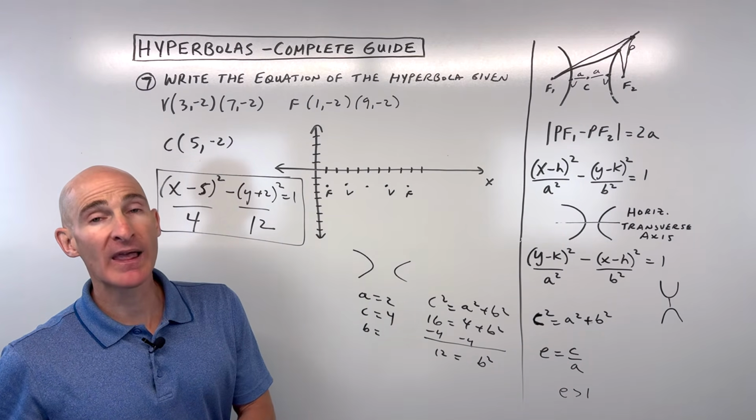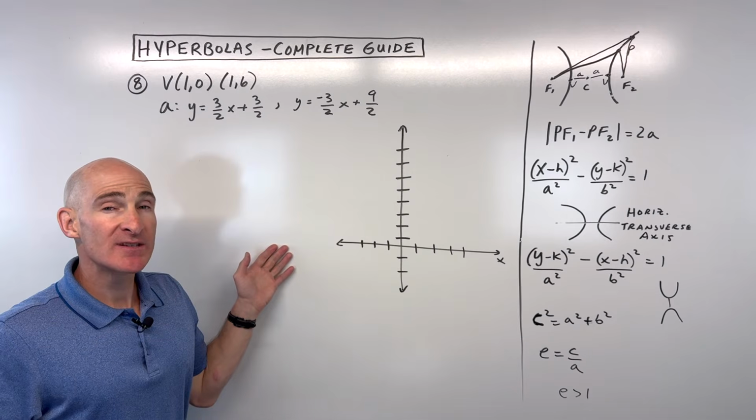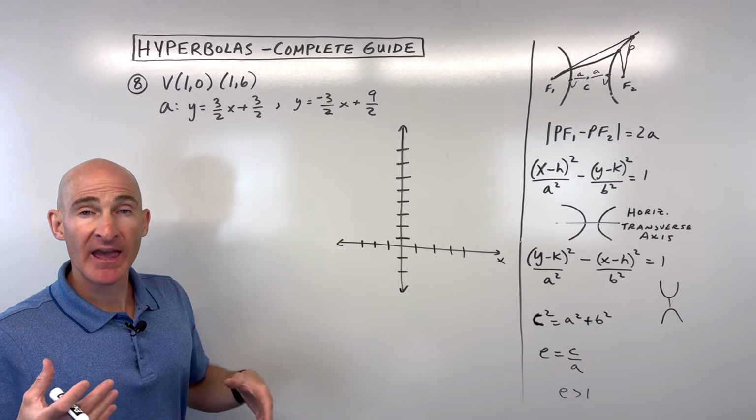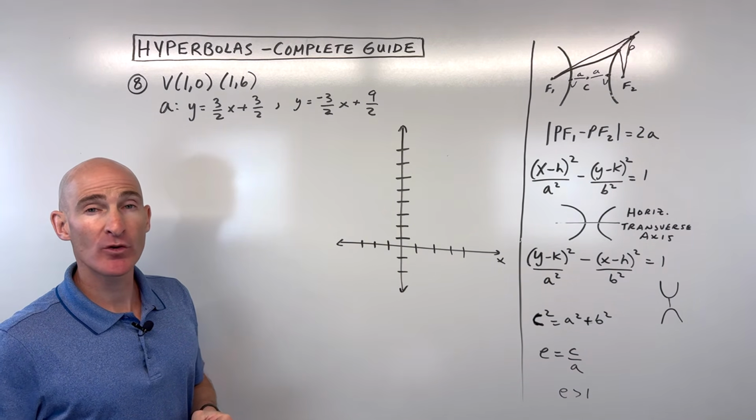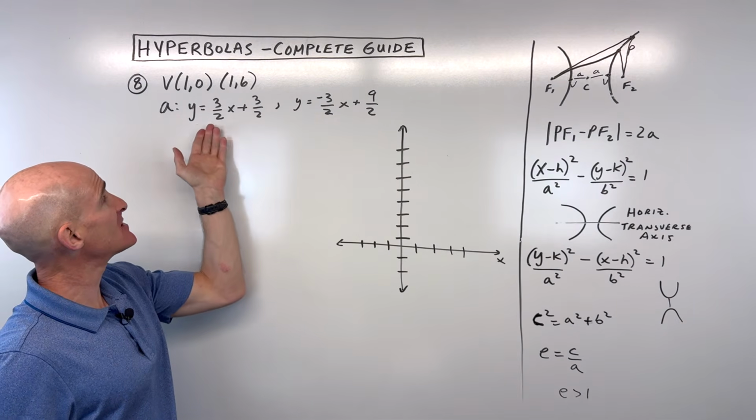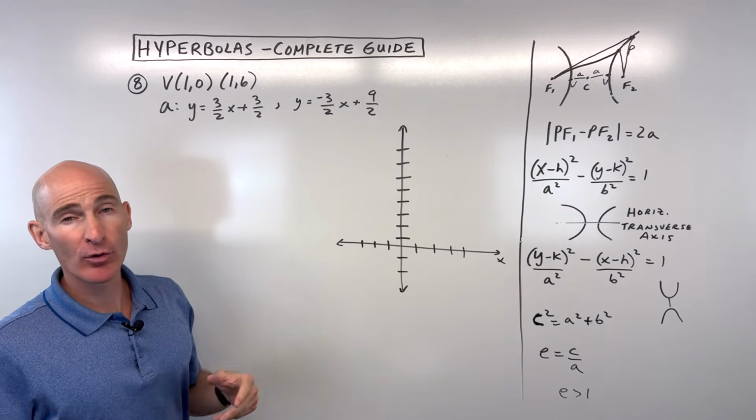Let's take a look at one last example. See if you can do this last example on your own if you're getting the hang of it. We're going to write the standard form of the equation of a hyperbola given the vertices and these asymptotes, and we'll go through it together.